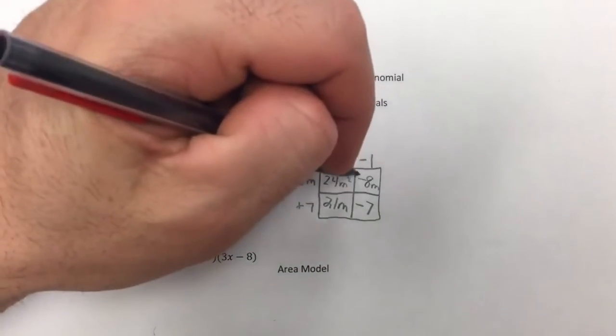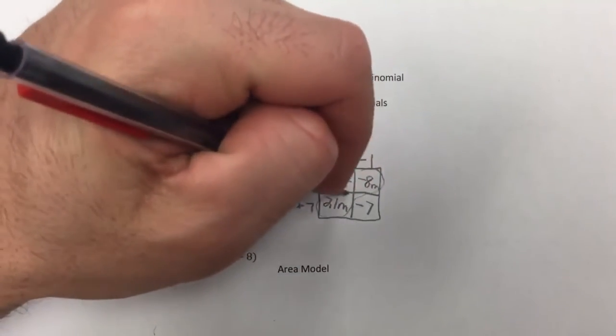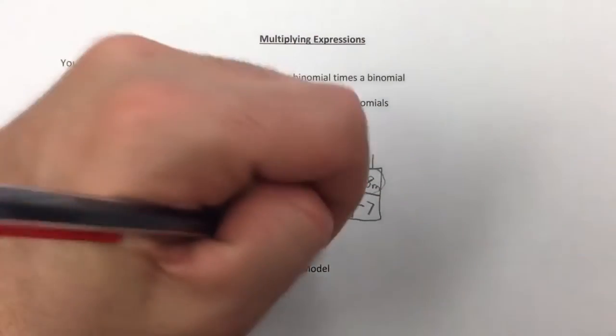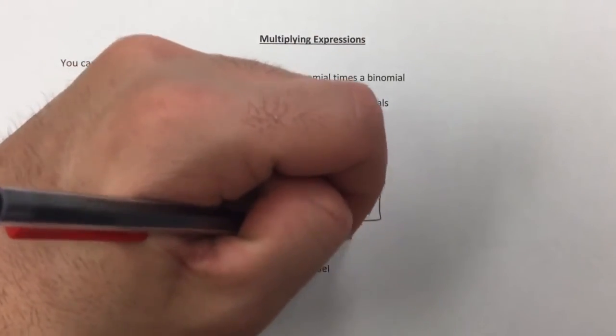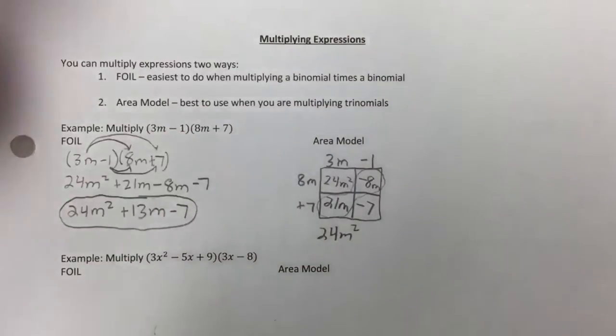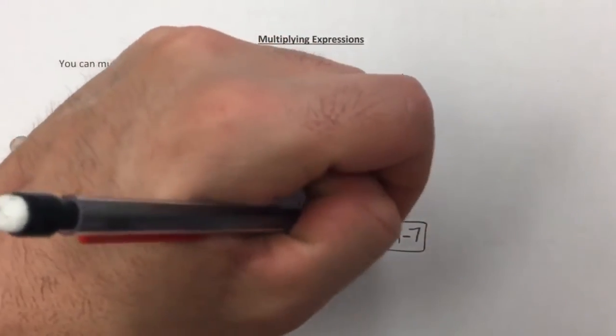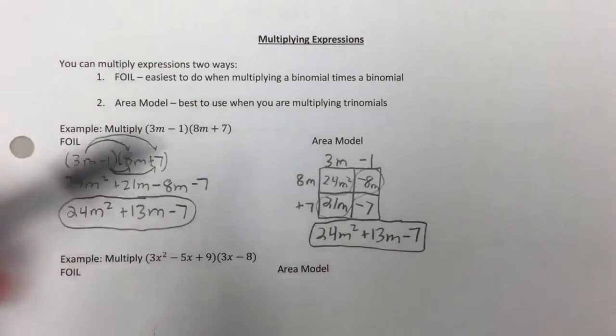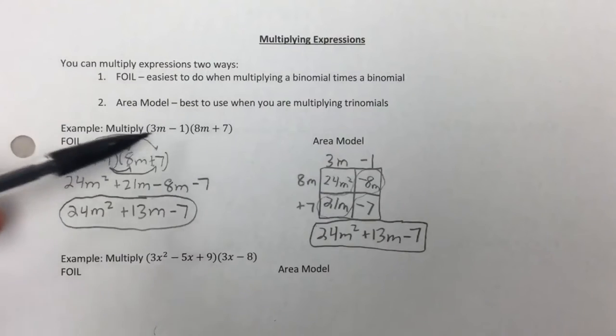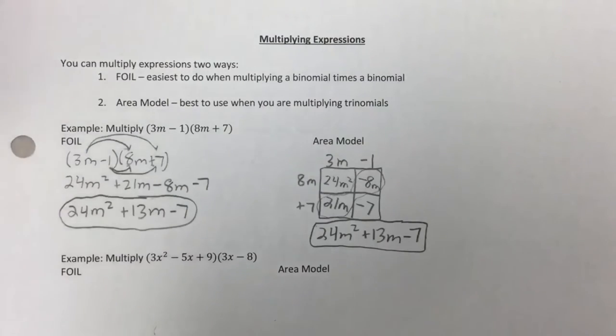And you will always have like terms along the diagonal, which we then have to combine. So there's no other m squared, so it's 24m squared. I have the diagonal like terms there, which again would give me 13m, and then minus 7 at the end. So again, same answer, just different ways. But again, if I have a binomial times a binomial, I prefer FOIL. I think it's going to be faster.